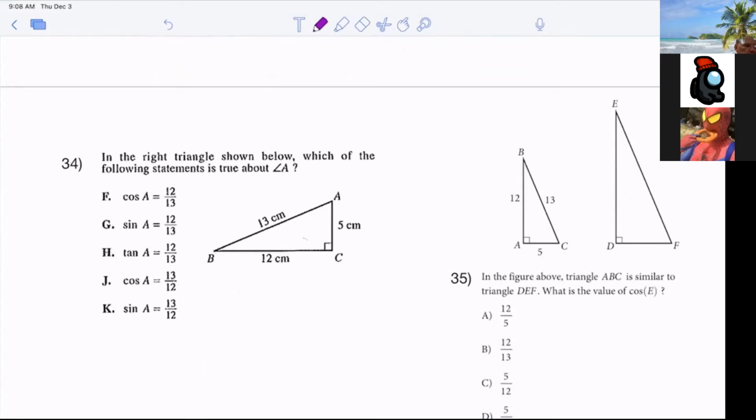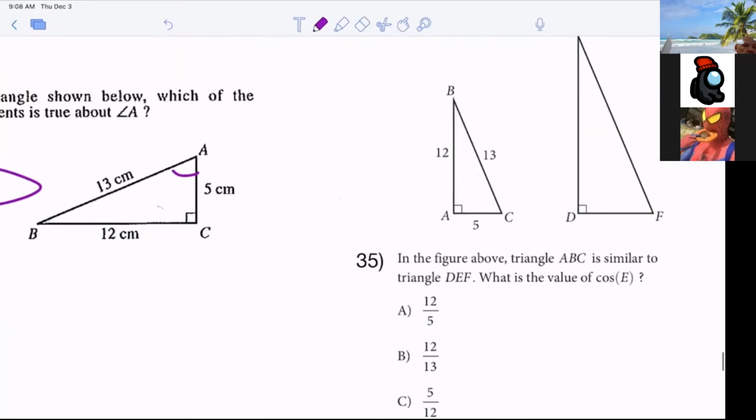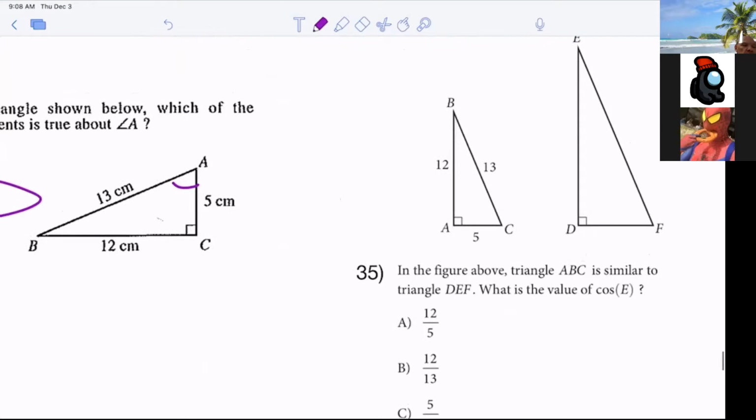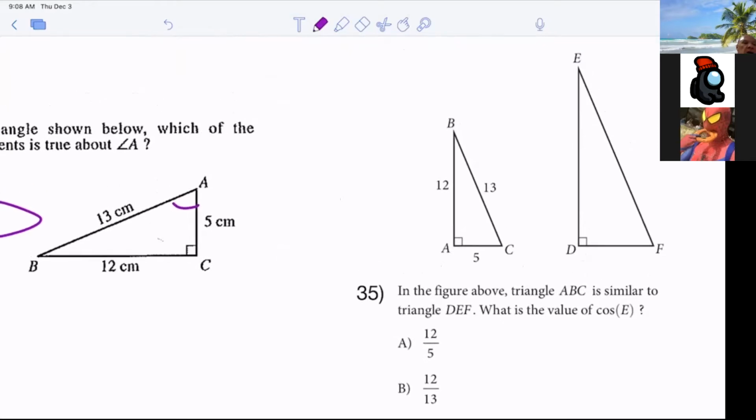So is it cosine of A? No. Is it sine of A? That was easy. All right, over here in the figure, triangle ABC is similar. What is the value of cosine E? Cosine E would be the same as the cosine of what? B. Right. 12 over 13. Good work. Because they're similar, the angles are the same.